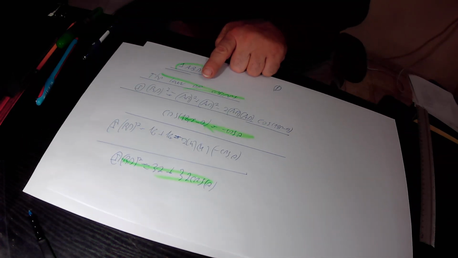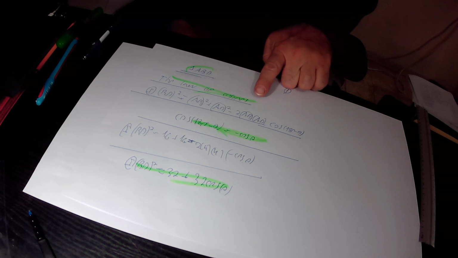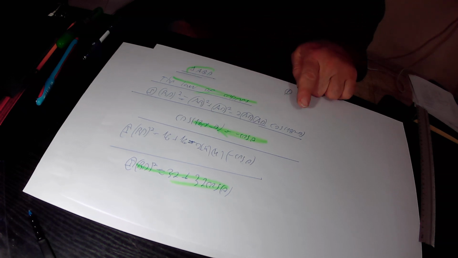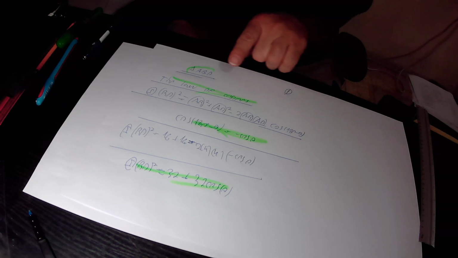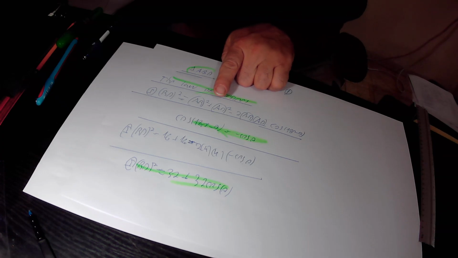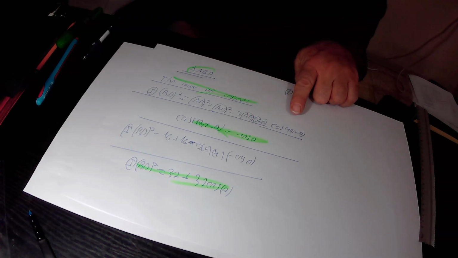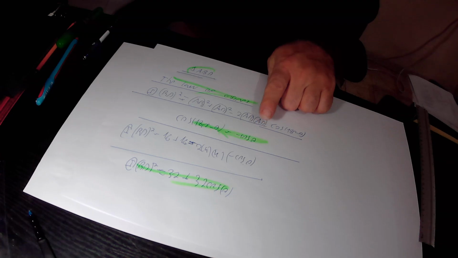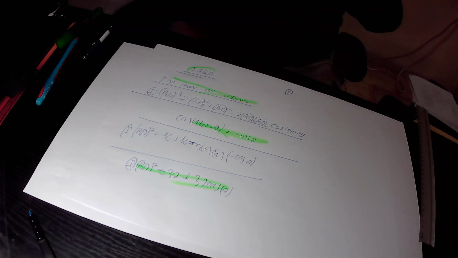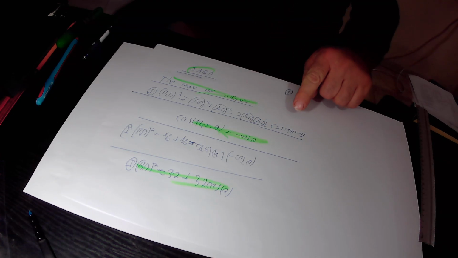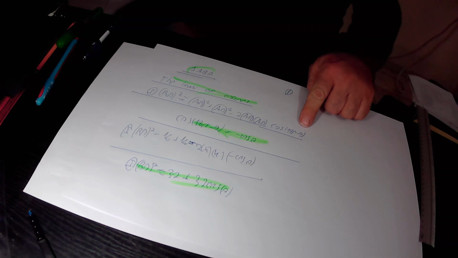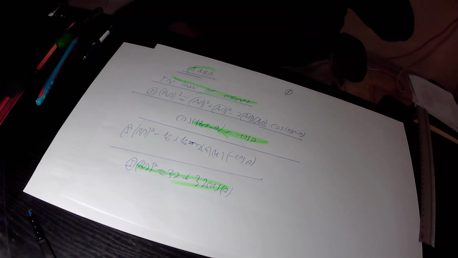BD squared equals AB squared plus AD squared minus 2 times AB times AD times cosine of (180 degrees minus theta). We have the trigonometric identity that says cosine of (180 degrees minus theta) equals minus cosine theta. So we can substitute cosine of (180 degrees minus theta) by minus cosine theta. We did it here.